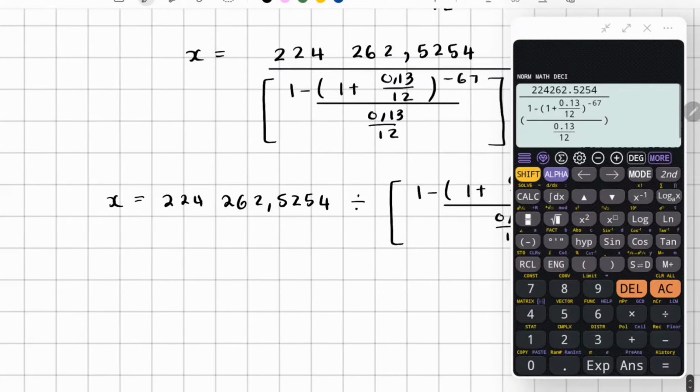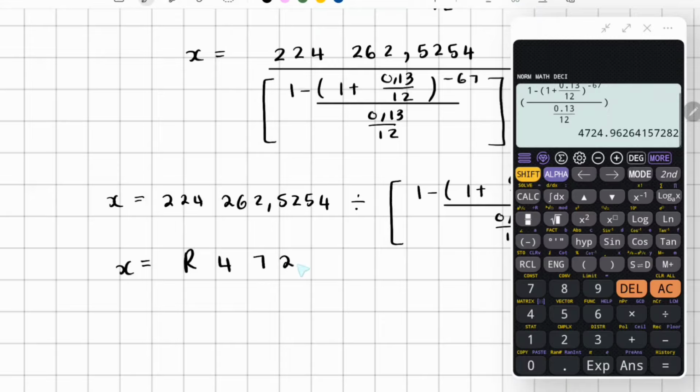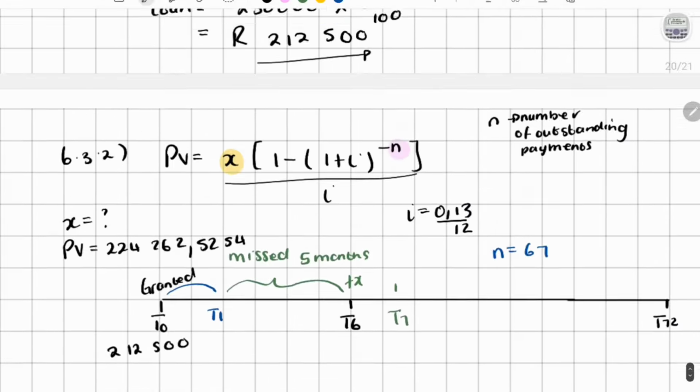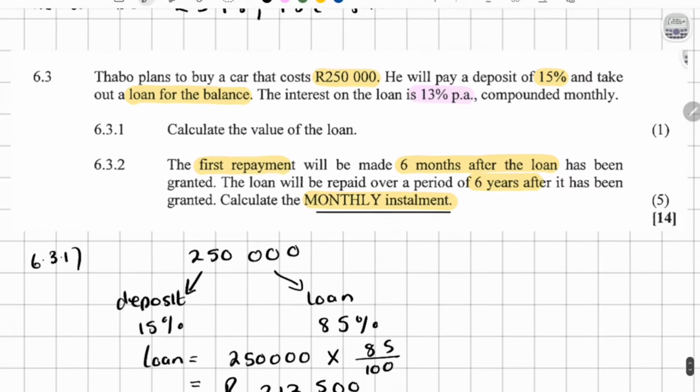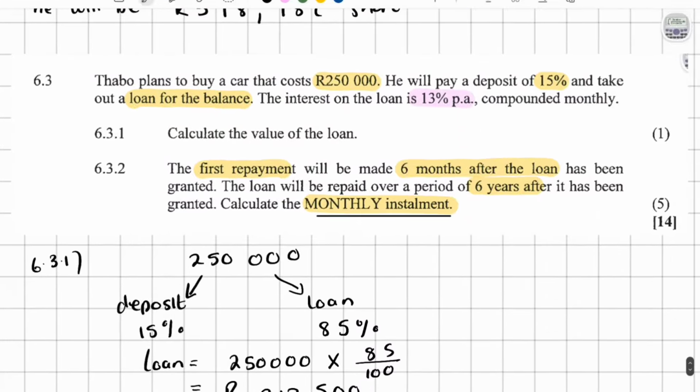Okay, so this is what we get. We get x is equal to 4,724 Rand and 96 cents. And that is the value of x. Okay, so that's how we actually find this. So just be careful to read the question carefully and take note of everything that they do speak about. Okay, so that is the end of question 6 and I will see you in question 7.